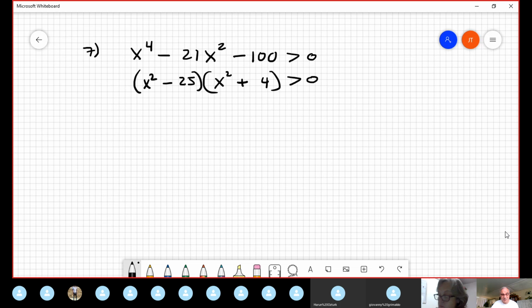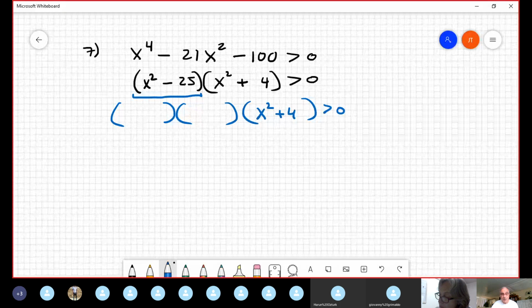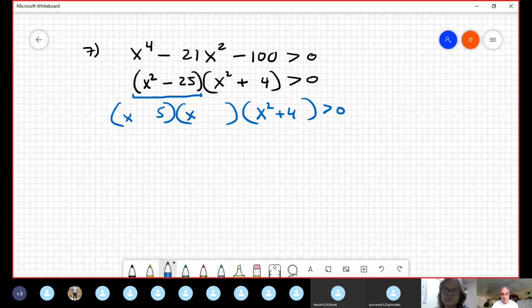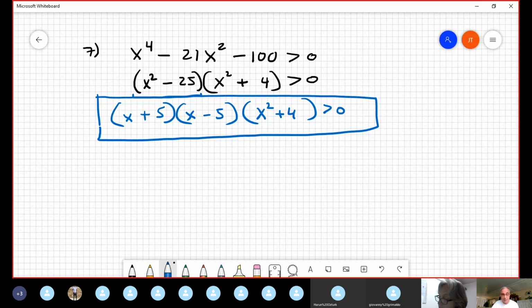Now, this is elementary. I can see here a difference of squares, and this is the sum of squares. Okay, you need to remember that it's a prime expression. So the only guy that we can factor is the difference of squares. And this stays the same. This is x minus 5 times x plus 5. Okay. Now, this is my inequality that you can put inside the box. My new inequality after the factorization, right?